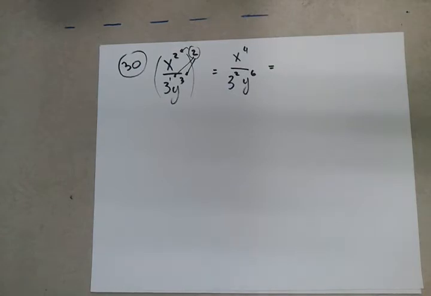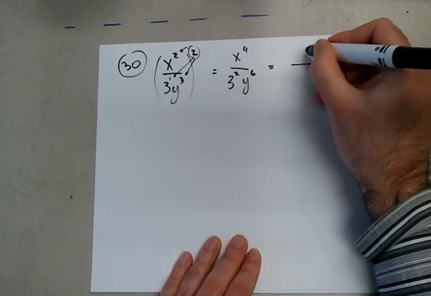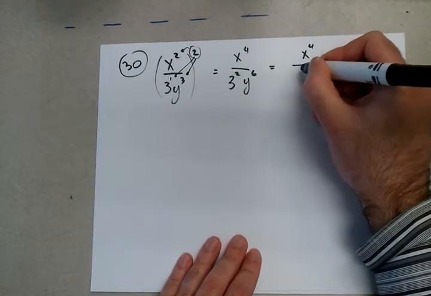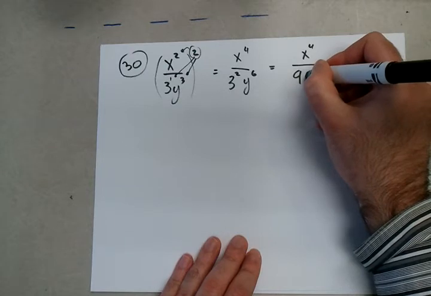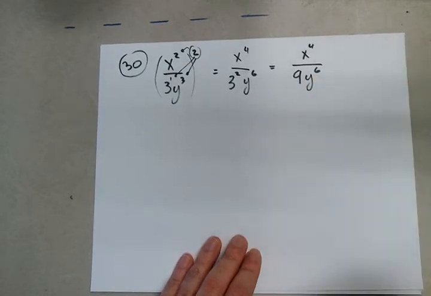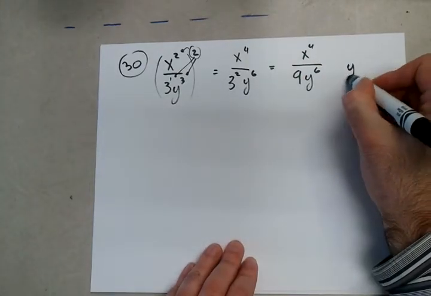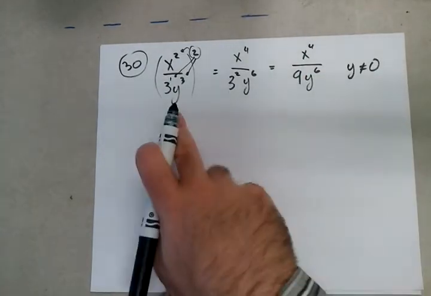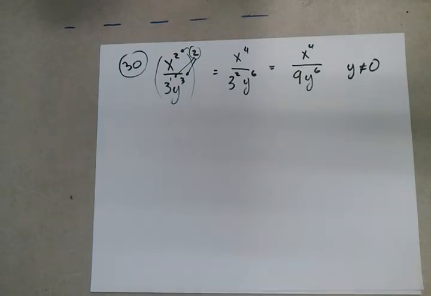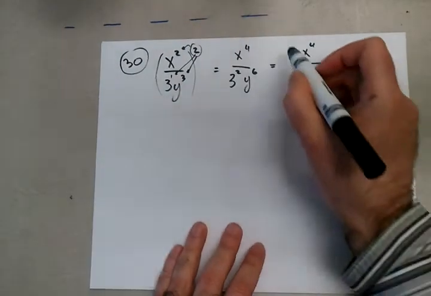Now, while it's done and it's in exponential form, you can further simplify this right here, the 3 to the second power, because 3 to the second power is 3 times 3, which is a 9. So you get x to the fourth power on the top, and then 9y to the sixth power. And now you're almost finished. The only thing you have to do is write down that y can't equal 0, because you can't have a 0 as a denominator, because you can't divide by 0. And now you're finished.